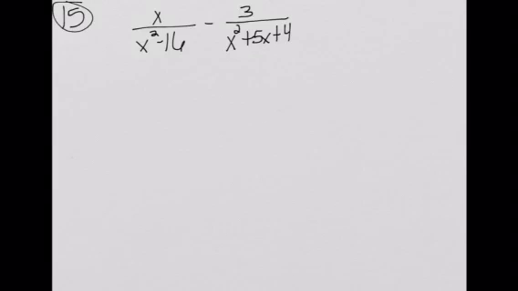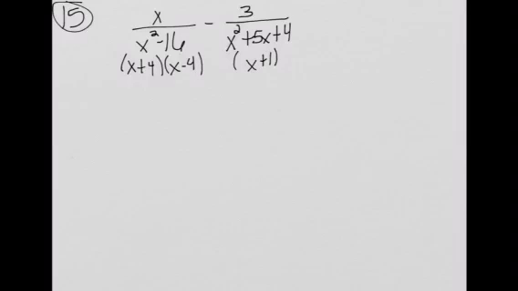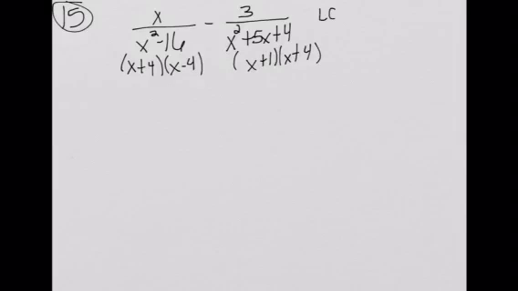Alright, so here we have 15. It's asking us to subtract these two rational expressions. And so again, the first thing we got to do is find an LCD. In order to do that, we got to make sure each denominator is factored. So this one becomes x plus 4, x minus 4. And this one becomes x plus 1, x plus 4. And so then, therefore, our LCD is x plus 4, x minus 4, and x plus 1.